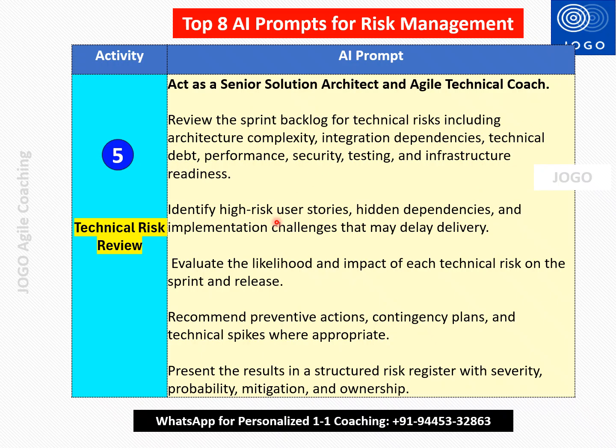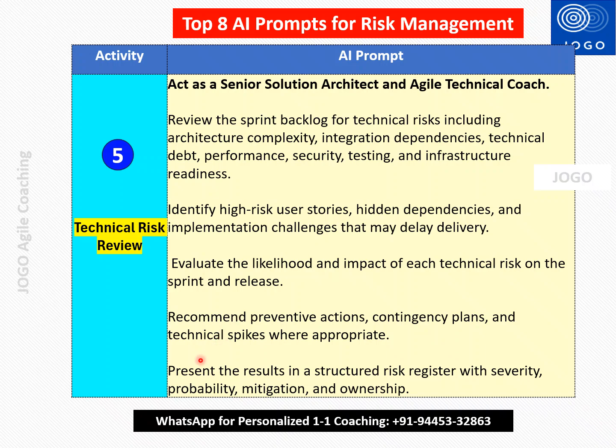Identify high risk user stories, hidden dependencies, and implementation challenges that may delay delivery. So this is the activity where the AI will identify the high risk user stories, etc. Then evaluate the likelihood and impact of each technical risk on the sprint and release. So the likelihood and the impact will be mentioned for each of the risks. Then recommend preventive actions, contingency plans, and technical spikes wherever it's appropriate. So technical spikes will be used to analyze and prevent the risk. So AI will give the recommendation.